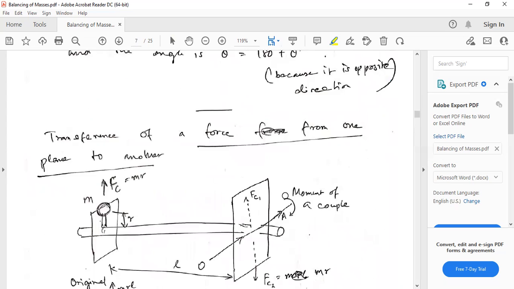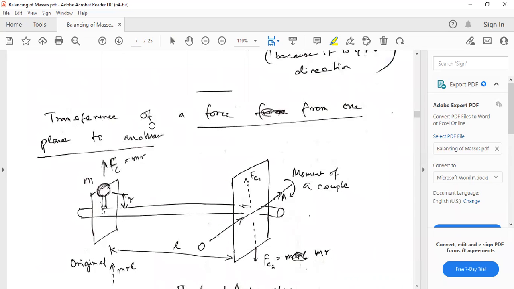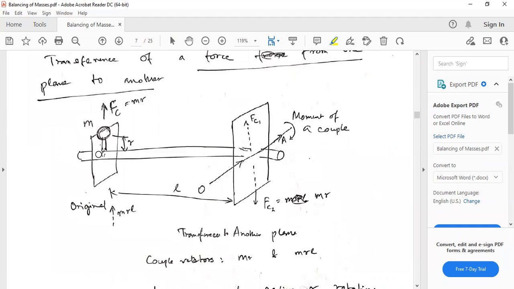One condition to learn before that is the transference of a force from one plane to another. Simply, we have an axis, that shaft, and a mass at a radius r. This mass causes a centrifugal force, m r omega square. Omega square is not written, by the way, because it will cancel out. So m r omega square is the centrifugal force. FC means force centrifugal.